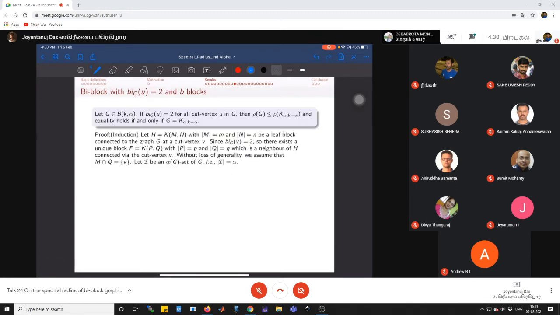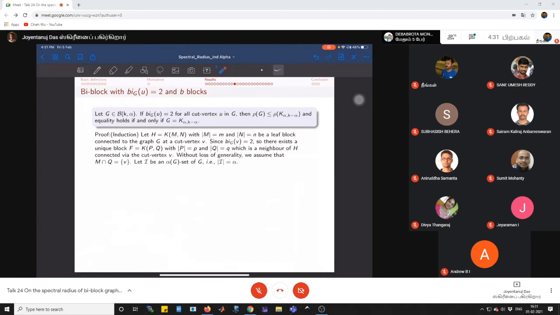So we have shown the result for 2 blocks. Now what happens when there are B blocks in the graph? Suppose the statement goes like this. G belongs to the class B k comma alpha, and we take that the block index of every cut vertex in G is equal to 2. Then our claim is that rho of G is less than or equal to rho of the graph on k comma k minus alpha, and equality holds if and only if G is equal to this graph. We will prove by induction, but the base case has already been done before.